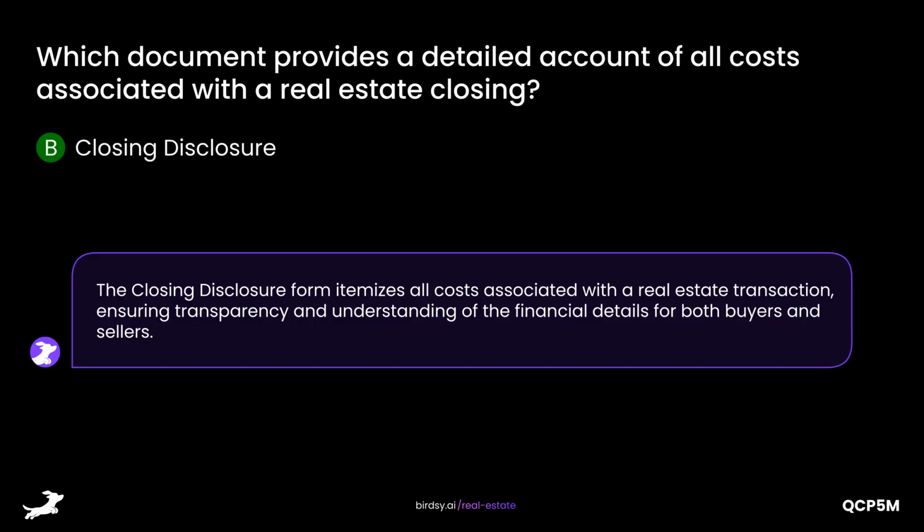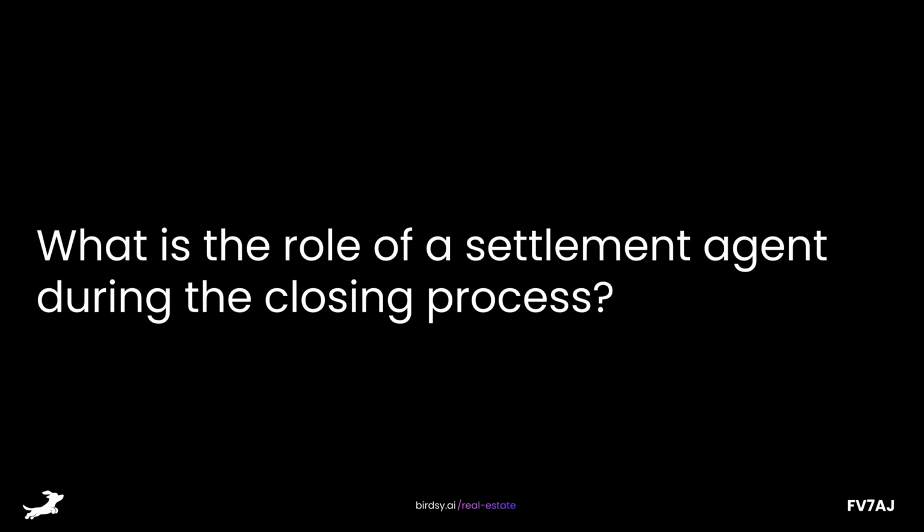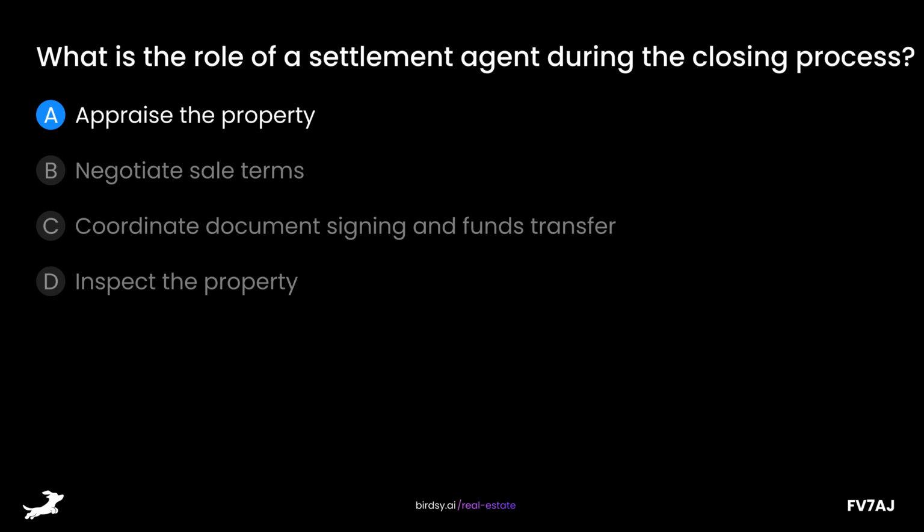The closing disclosure form itemizes all costs associated with a real estate transaction, ensuring transparency and understanding of the financial details for both buyers and sellers. What is the role of a settlement agent during the closing process? Is it A, appraise the property, B, negotiate sale terms, C, coordinate document signing and funds transfer, or D, inspect the property? The answer is C, coordinate document signing and funds transfer.